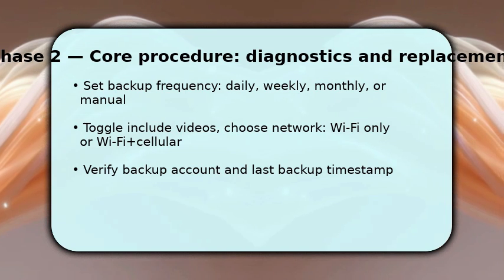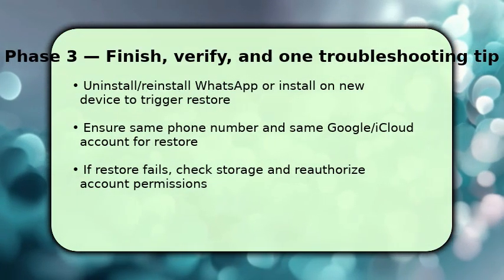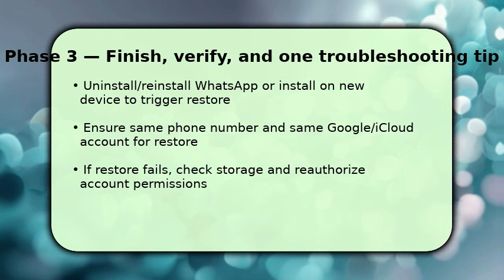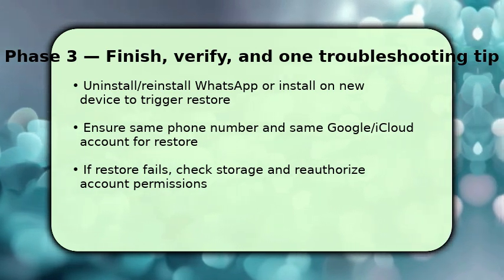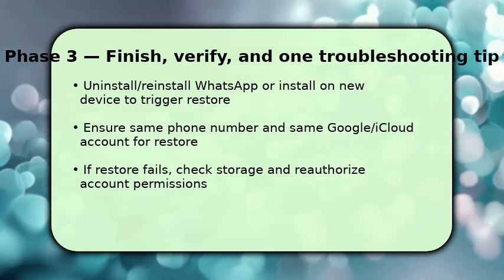To complete the cycle, install or reinstall WhatsApp and verify your phone number. The app will detect available backups and prompt you to restore. Tap Restore, then wait. Large backups can take many minutes. Once done, confirm chats and media are present.